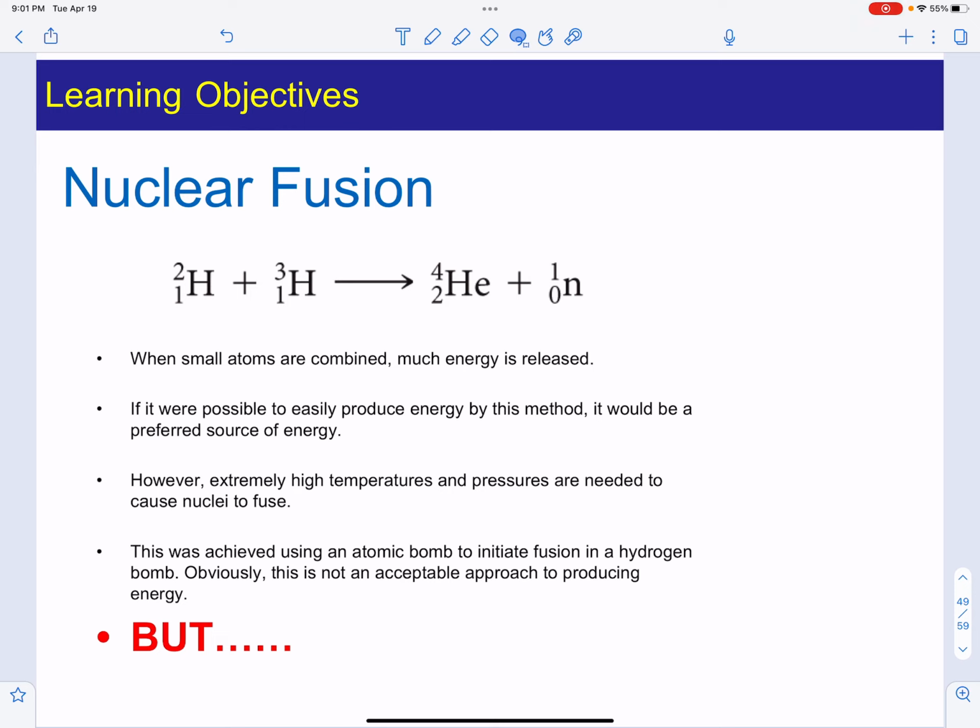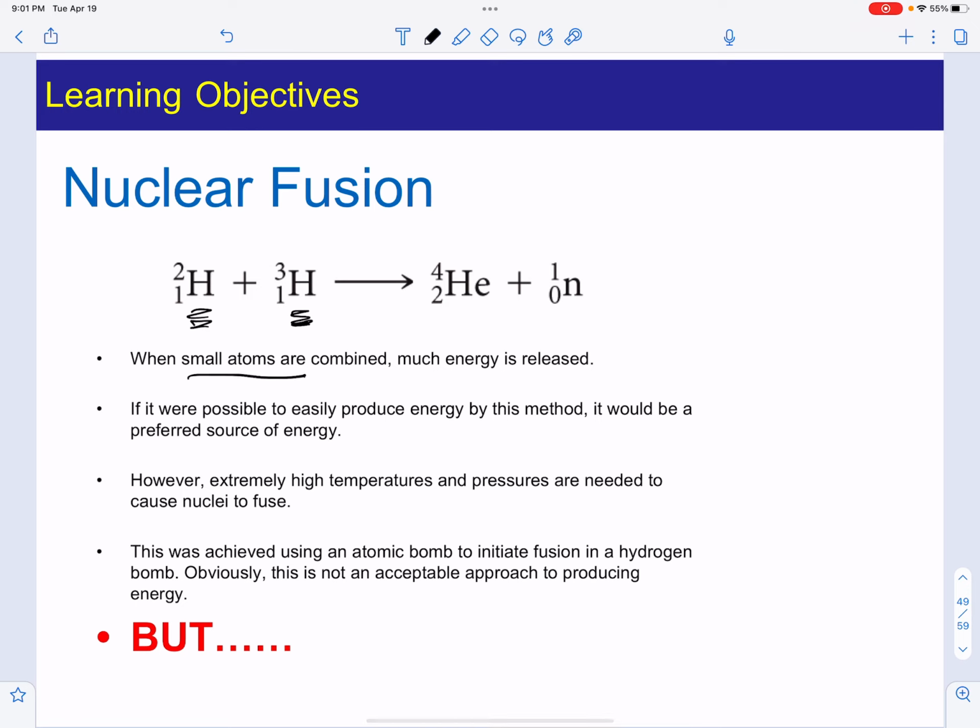Fusion is a whole different story. Fusion, you take two small nuclei and fuse them together. You're going to end up with a mass defect also, so all that mass that is lost is because it's becoming energy. So fusion also generates a lot of energy, but not by splitting the atoms, but by combining two atoms. That's exactly the process that happens in the stars. And the stars are what gives energy to everything we see.